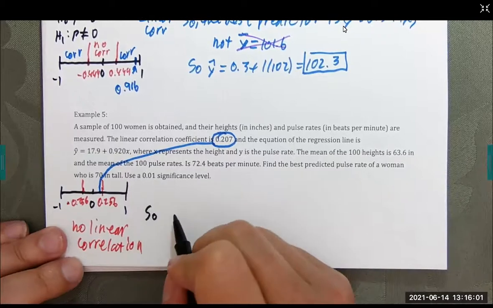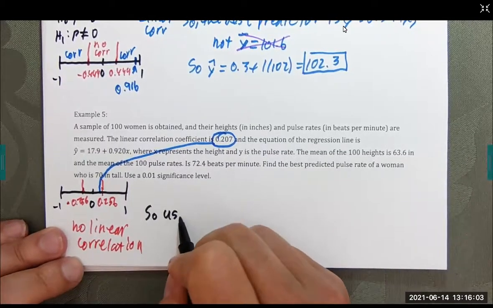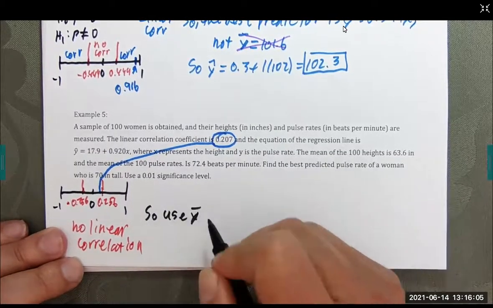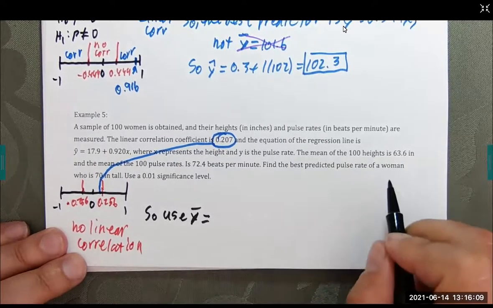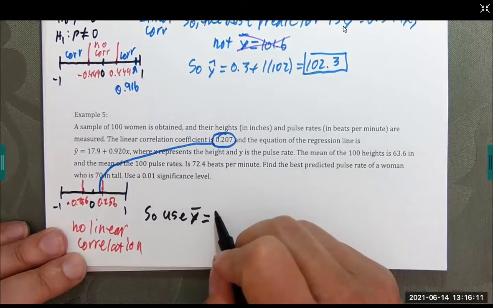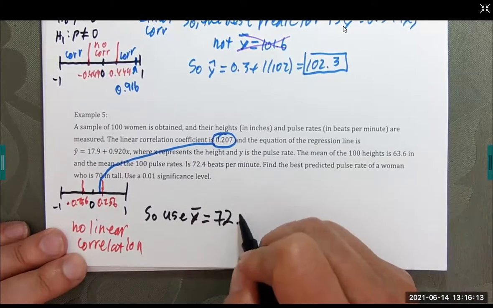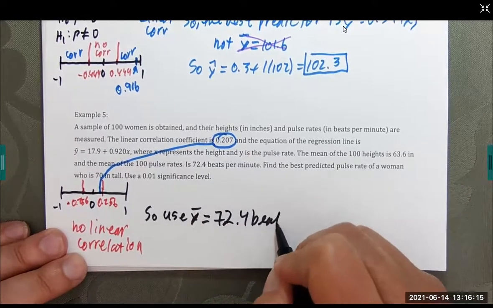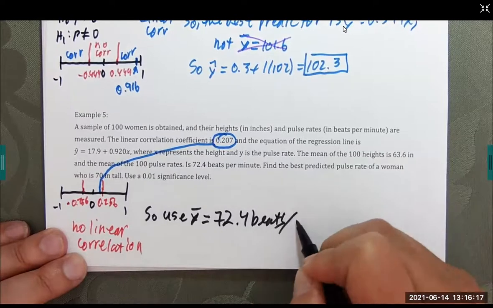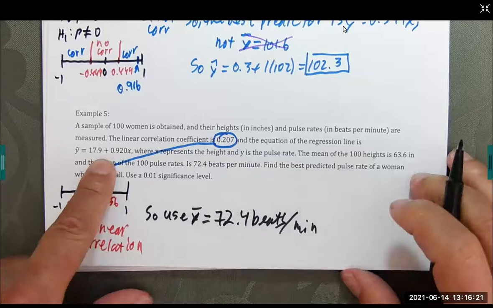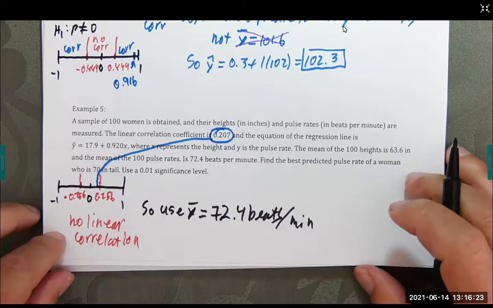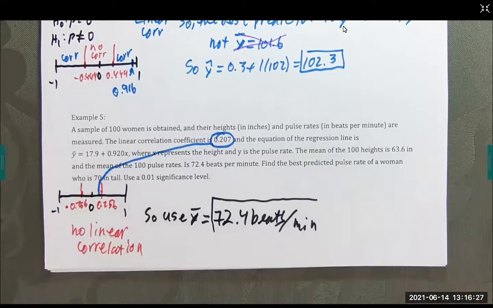So use the mean, which is 72.4 beats per minute. So we are not using our linear regression line in this case because there is no linear correlation. So our best predictor is going to be the mean, 72.4 beats per minute.